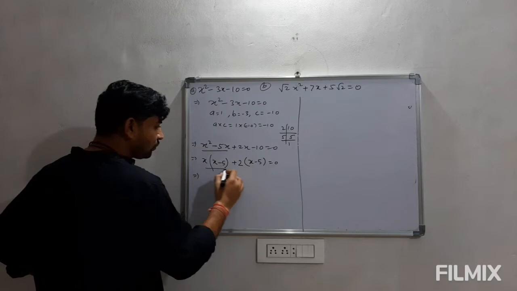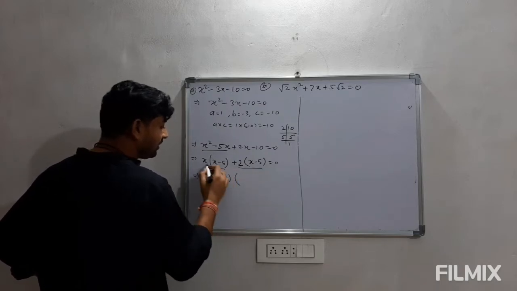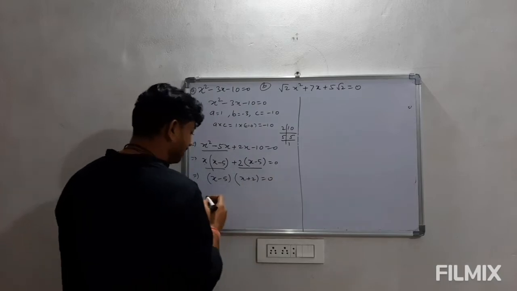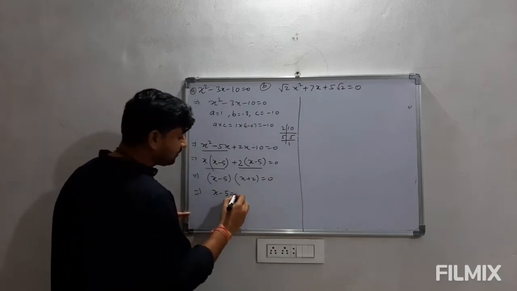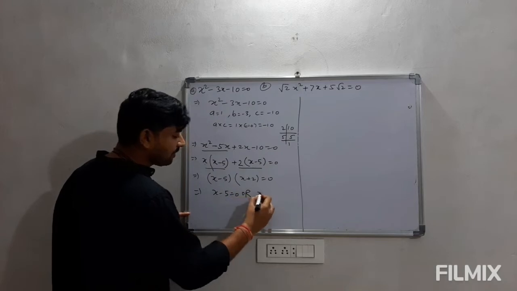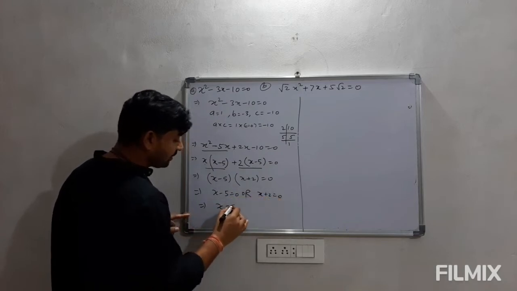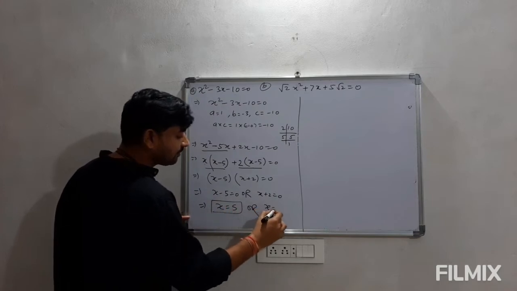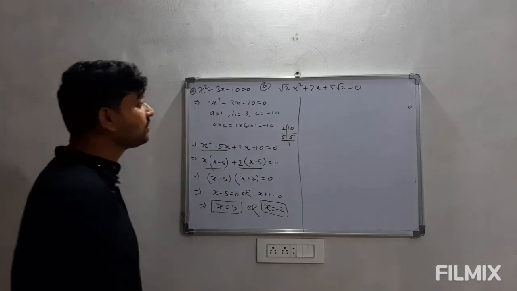Now from these two we are taking x minus 5 as common. The remaining term is x plus 2 here. So we will write this like this. Now x minus 5 is equal to 0 or x plus 2 is equal to 0. So from here we are getting two values of x, that is x is equal to 5 or x is equal to minus 2. So this is the solution of this particular question.